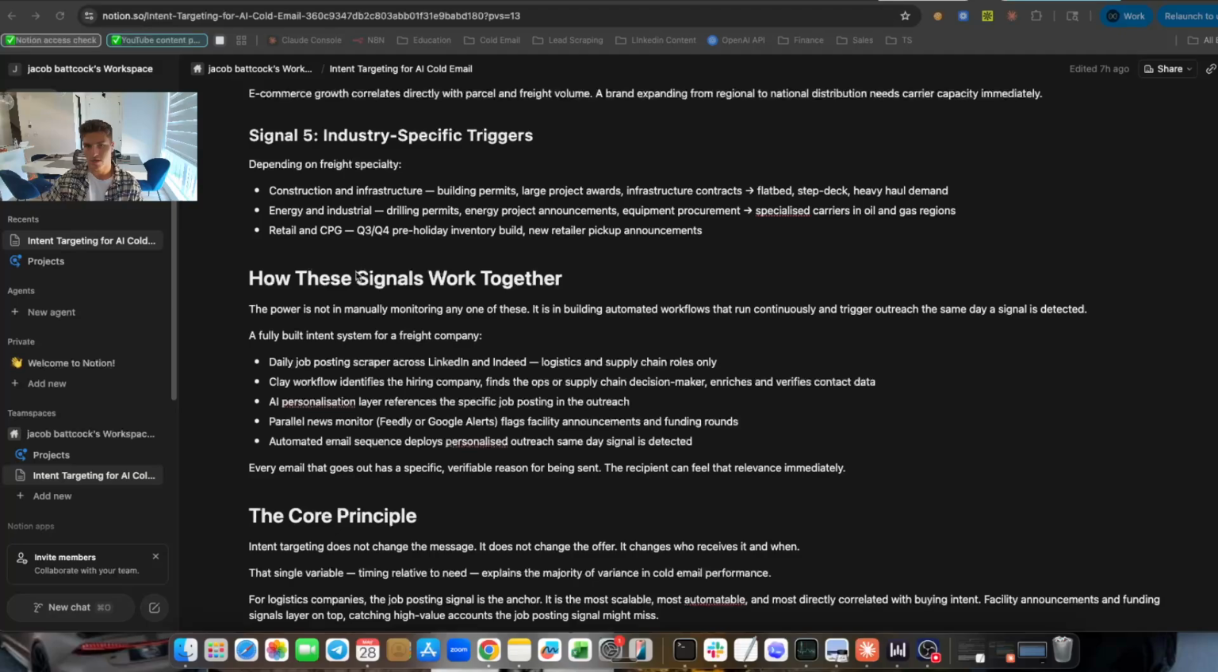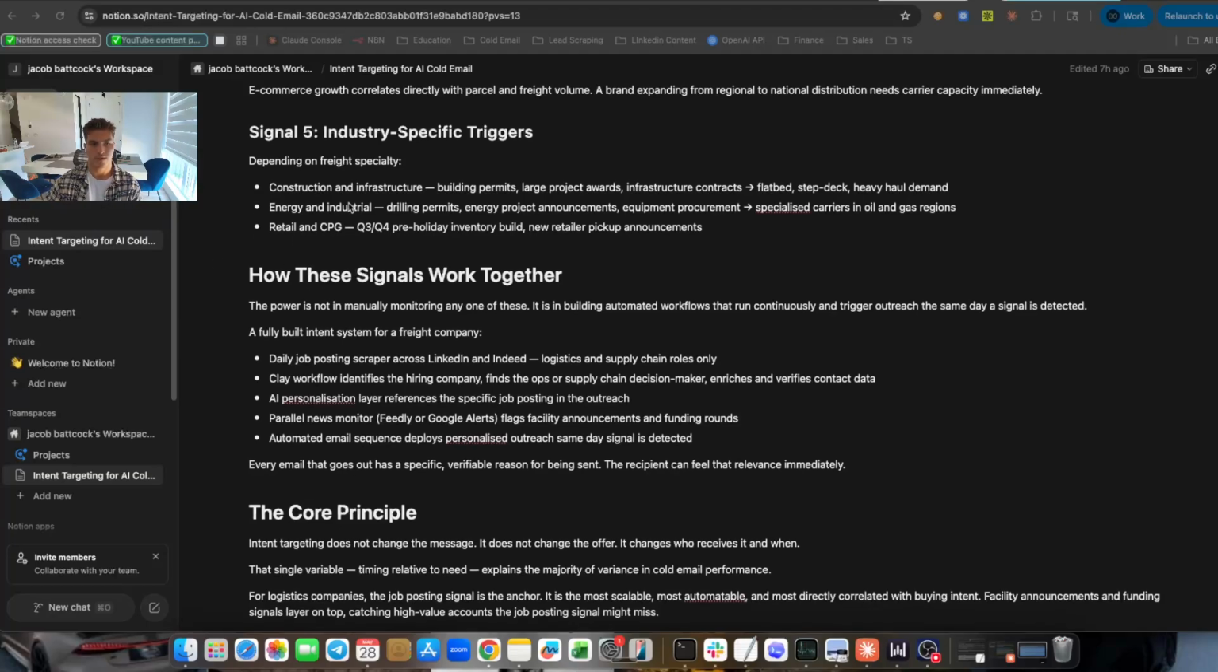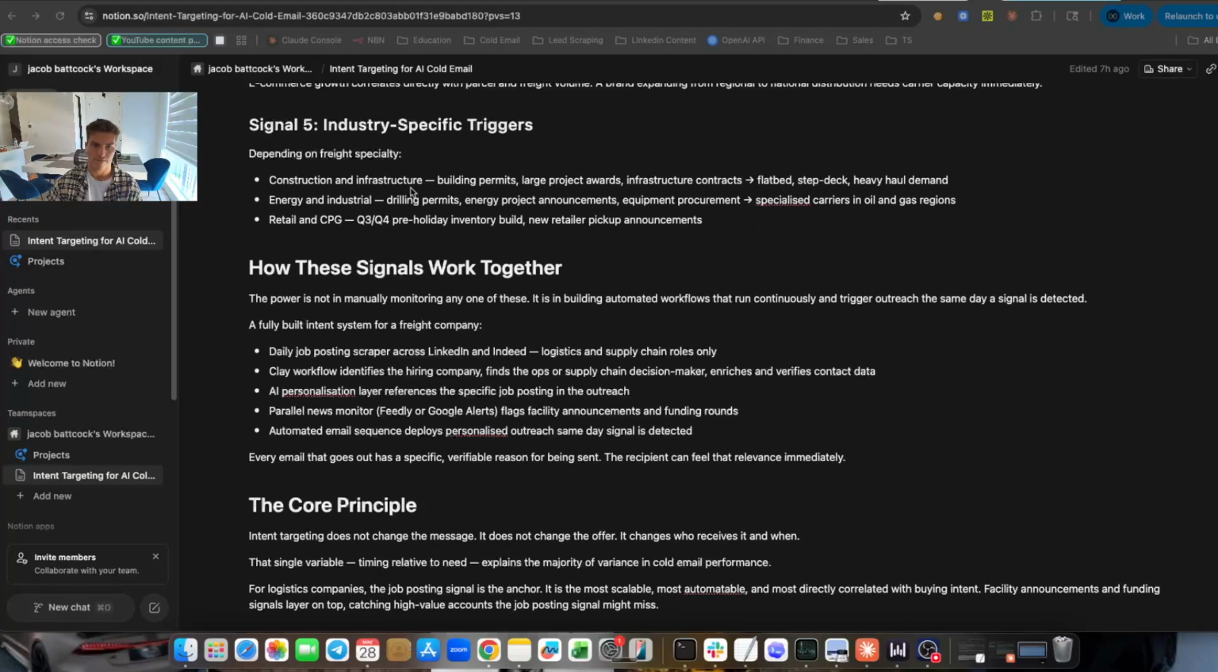Lastly, we have some industry-specific triggers. These are going to depend on freight specifically, but a couple of these. The first one is construction and infrastructure. For construction and infrastructure, a couple of the main key ones you could look at are building permits and maybe large project awards. This could be an announcement that a construction company wins the contract for a hydroelectricity construction project. That would be a huge indicator of the need for increased freight. Infrastructure contracts as well, and then obviously flatbed, step deck, and heavy haul demands coming from that.